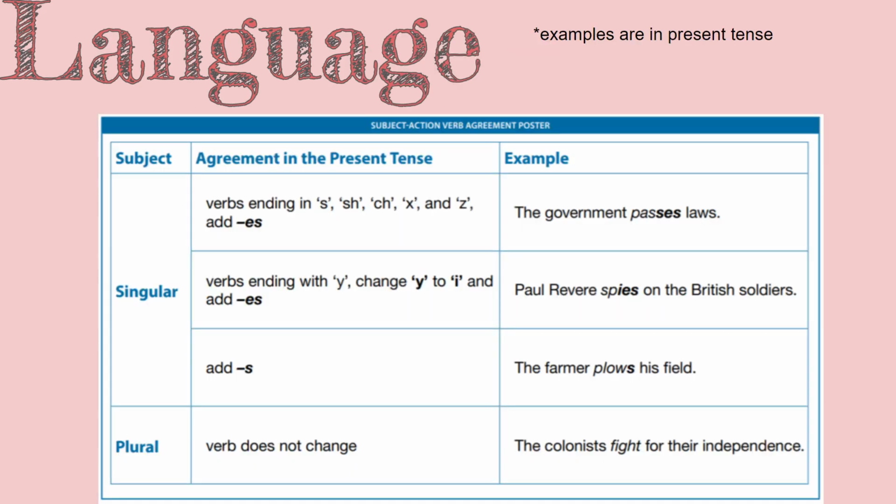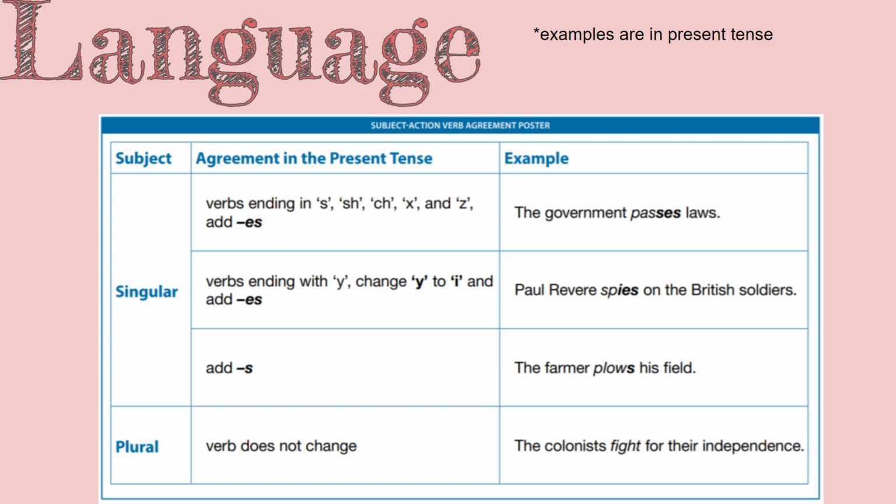All right, so when we're looking at subject-verb agreement, we can look at a subject being both singular and plural. So depending on what the subject is would help us identify what the verb needs to be. So if my subject is singular, my verb needs to be singular. If my subject is plural, my verb needs to be plural. So there's a couple of rules that go along with this. If my verb ends in S, SH, CH, X, or Z, I'm going to add ES at the end.